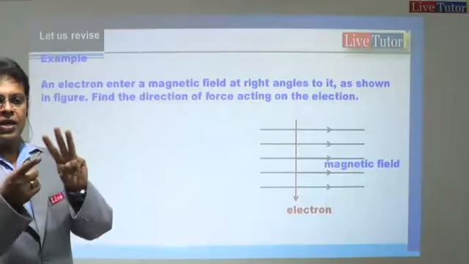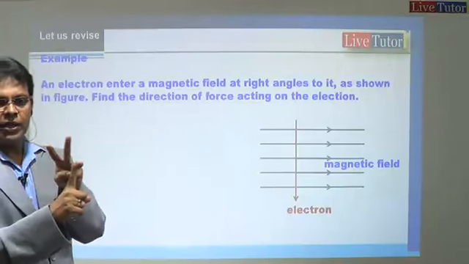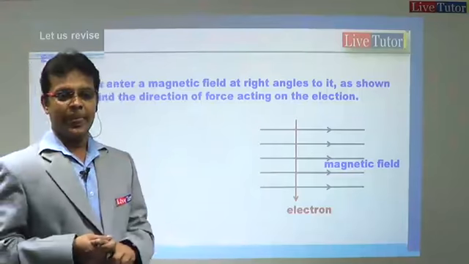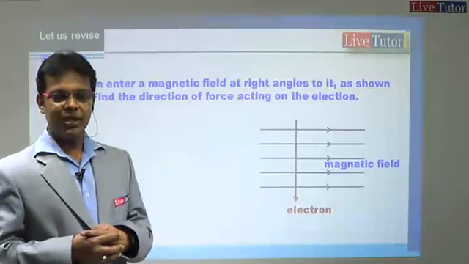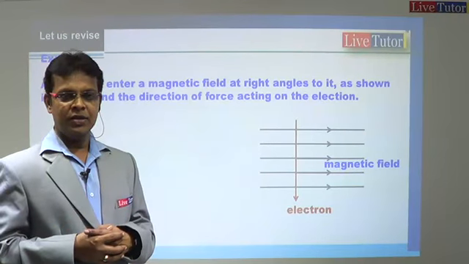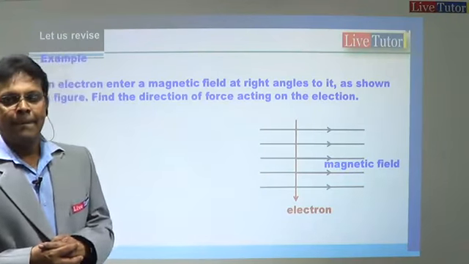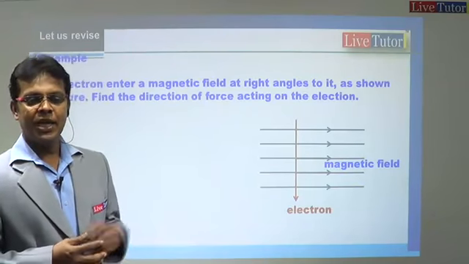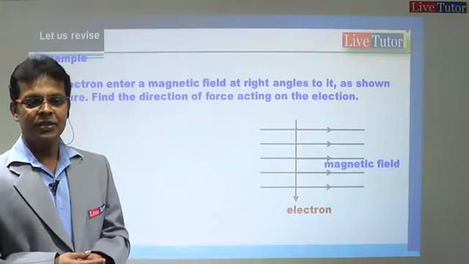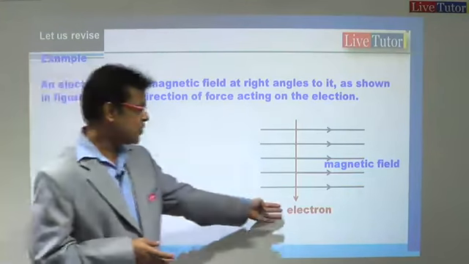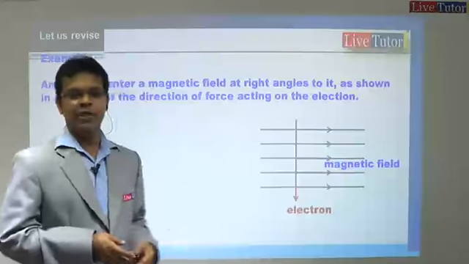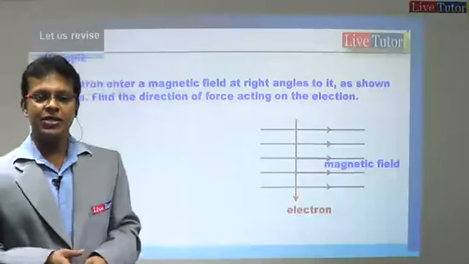See, 3 points we need. If you want to find out the force on the conductor, we need the direction of magnetic field and direction of current. But is the direction of current given? If the direction of current is not given, how will you find out? This direction shows only the direction of flow of the electron. The electron is entering the field. But that cannot be taken as the direction of current.